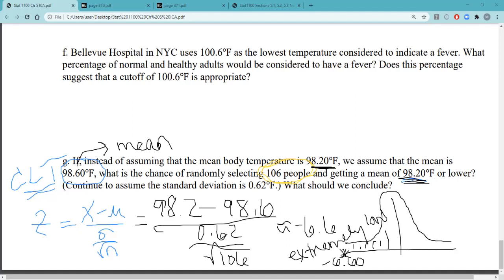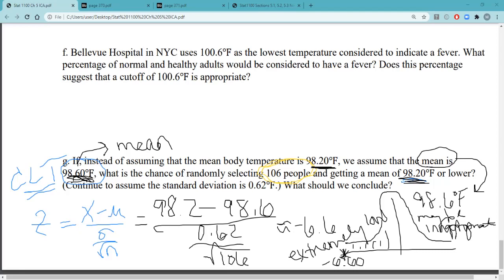So our conclusion is that if we're using a mean, like we've been told to use, an average temperature of 98.6 may actually be inappropriate. If we're using the mean of 98.6, it's going to be very, very, very unlikely that we match that same sample mean of 98.2.